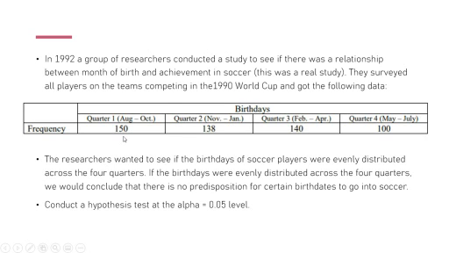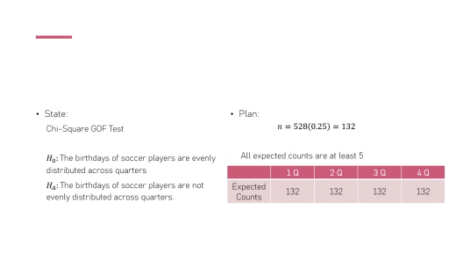Then you have these numbers: 150, 138, 140, and 100. Those are your observed values. Now, the first thing you'd want to do is find your expected values. You want to state which test it is. Since this is looking at whether a distribution is correct or not, under your state section you are going to say it's a chi-squared goodness of fit, or GOF, test.